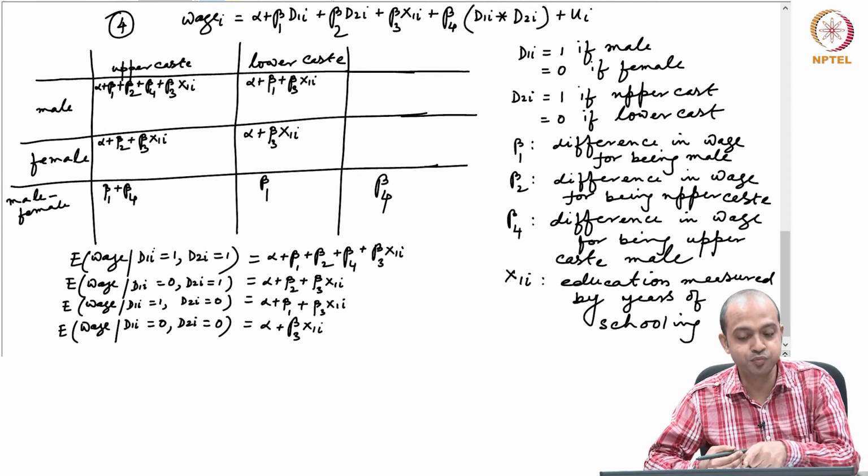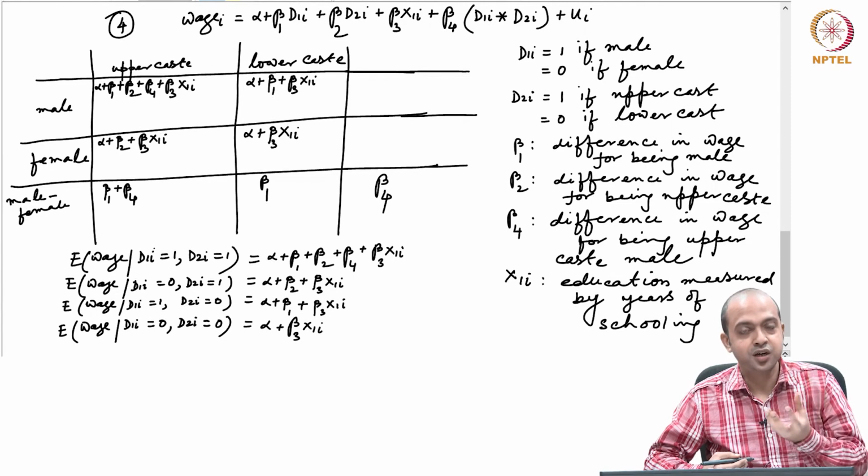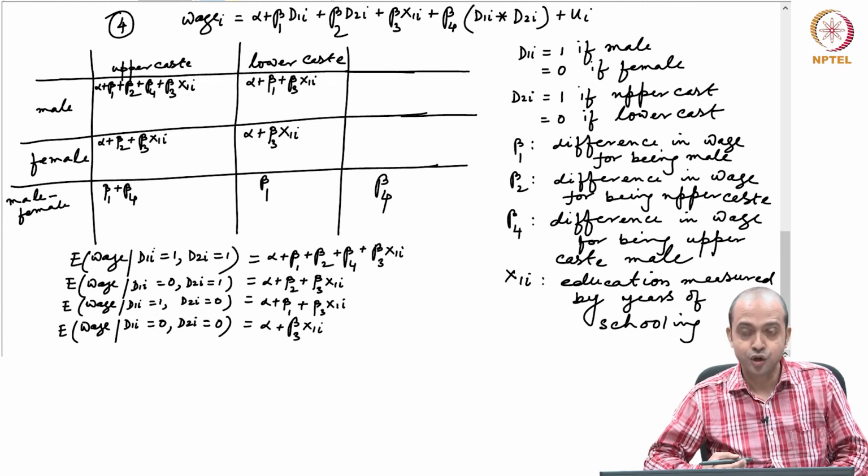And what is the interpretation of this? The interpretation is that beta 4 indicates the difference in gender gap between upper caste and lower caste. For both upper caste and lower caste, we assume there is a gap between male and female, but we are trying to hypothesize whether the gender gap is significantly different for the upper caste compared to their lower caste counterpart. Okay.